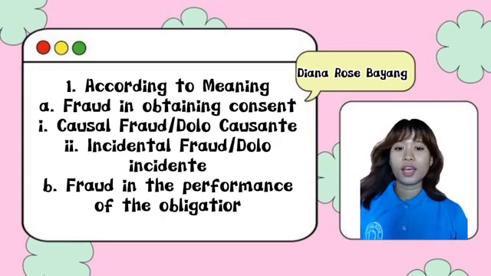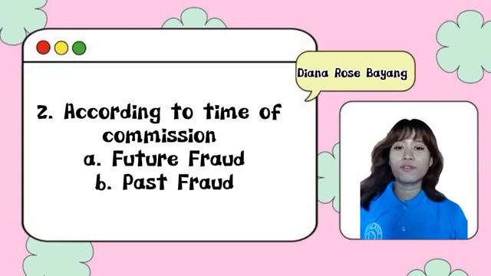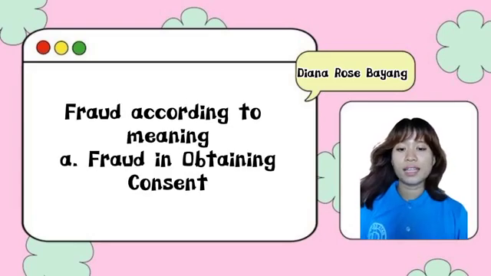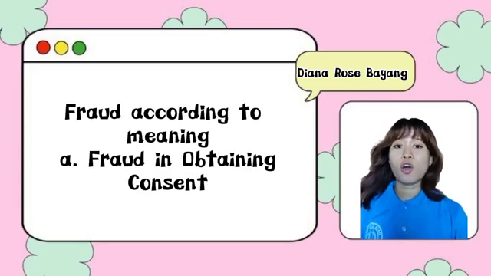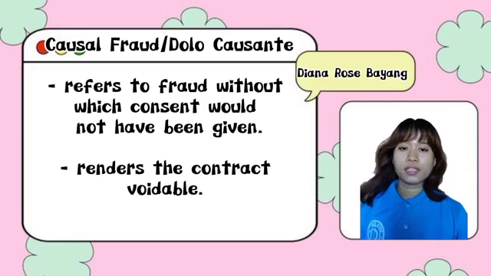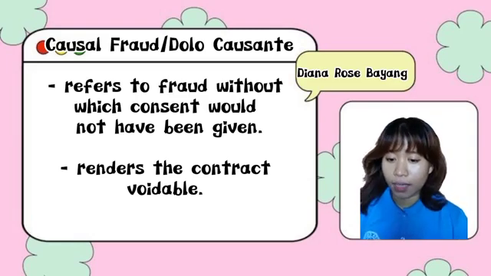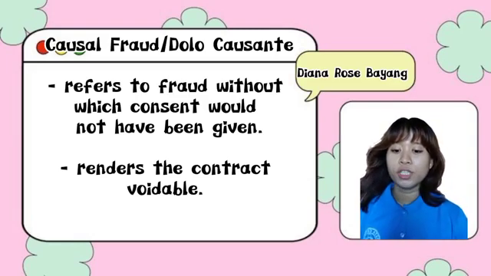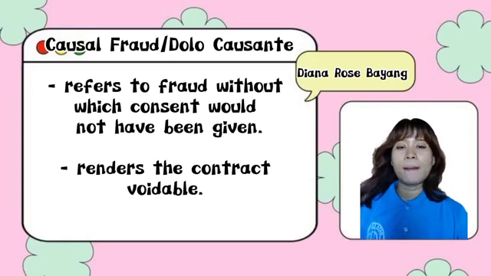So, there are 2 kinds of fraud in general. First one is fraud according to meaning, and the second one is fraud according to time of commission. So, first, let's tackle the fraud according to meaning. So, fraud in obtaining consent, causal fraud or dolo causante. So, causal fraud or dolo causante refers to fraud without which consent would not have been given, renders the contract voidable. So, voidable meaning valid until annulled.